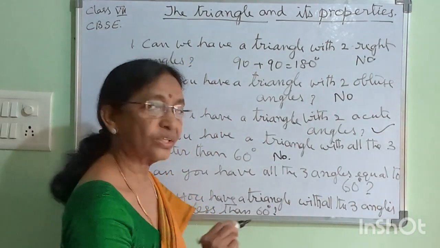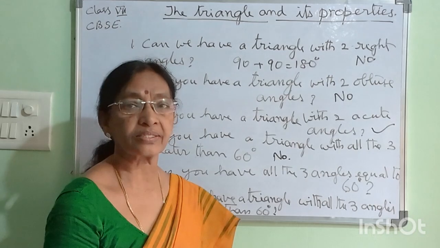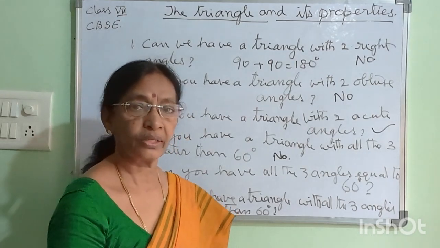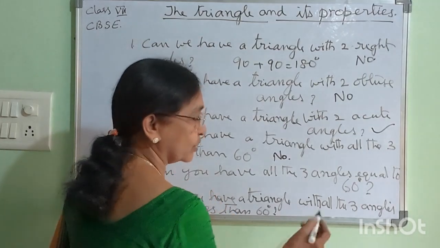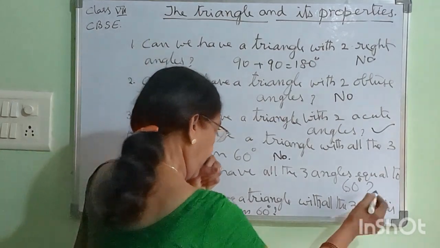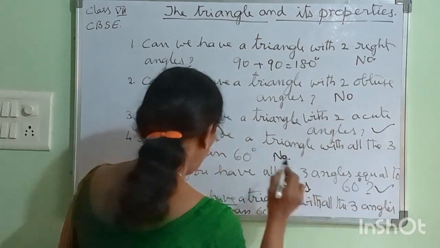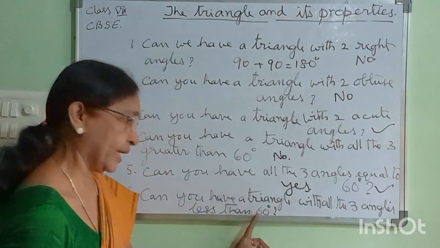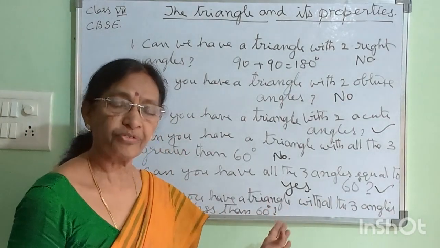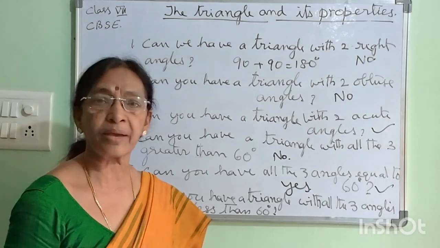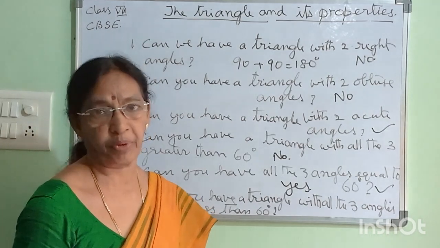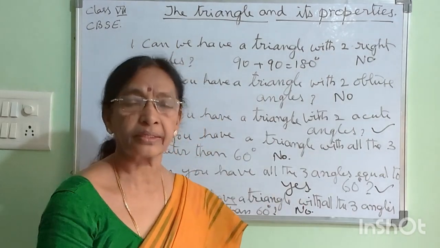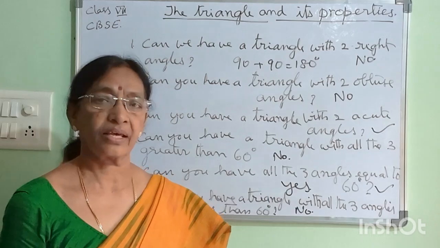Next, can you have all the three angles equal to 60 degrees? Yes, if all the three angles are equal to 60 degrees, the sum is 180 degrees. So, we can have a triangle, all the three angles equal to 60 degrees, which is an equilateral triangle. Yes. Next, can you have a triangle with all three angles less than 60? If all the three angles are less than 60, the sum is less than 180. So it is not possible. Therefore, we cannot have a triangle whose three angles are less than 60.